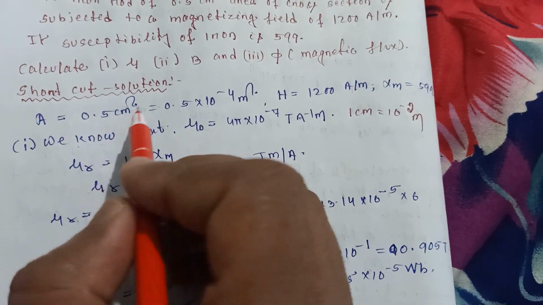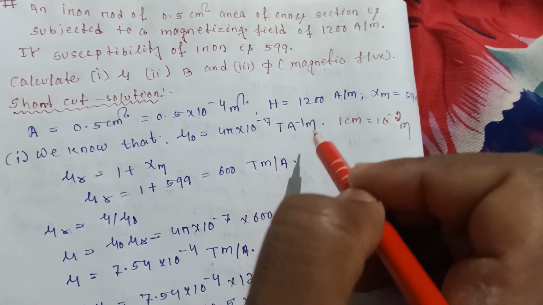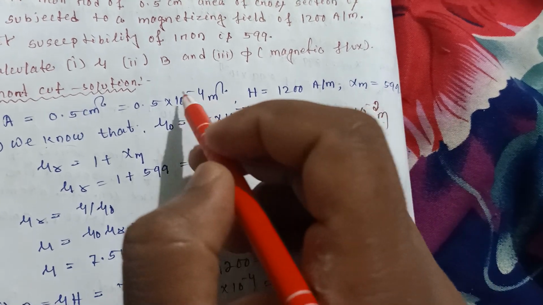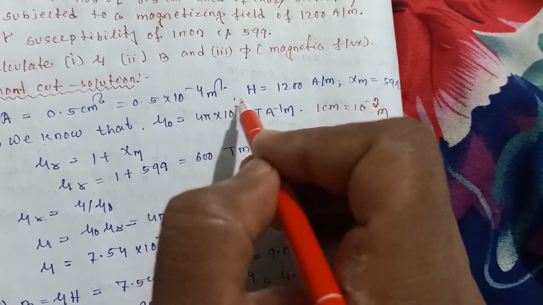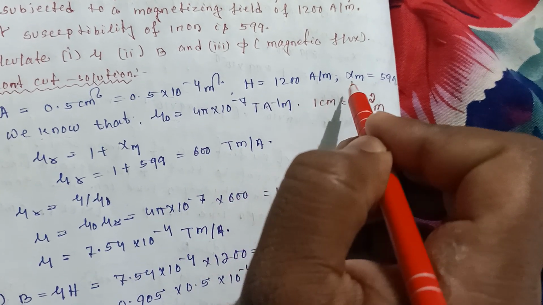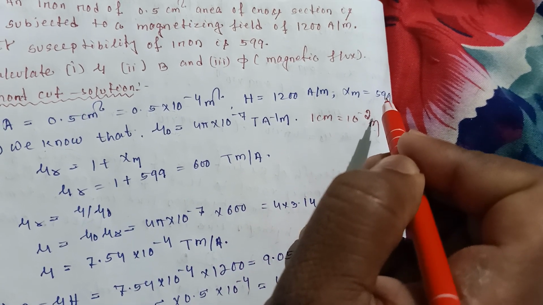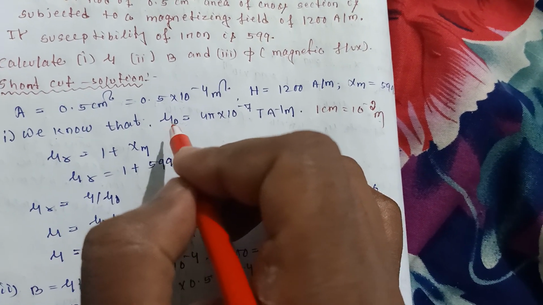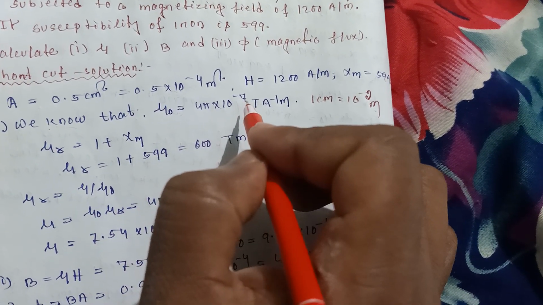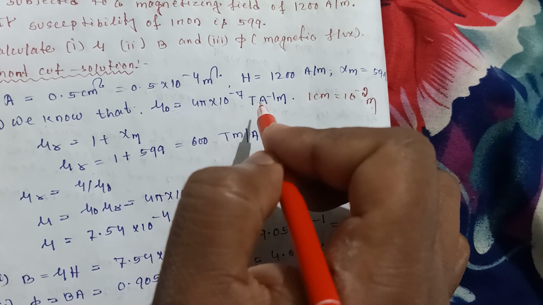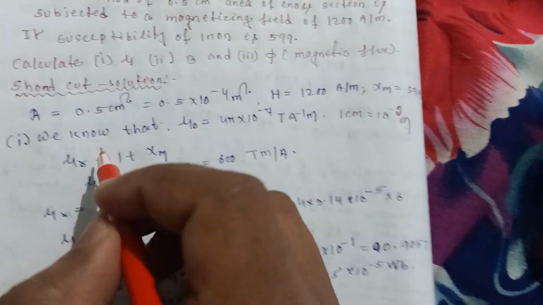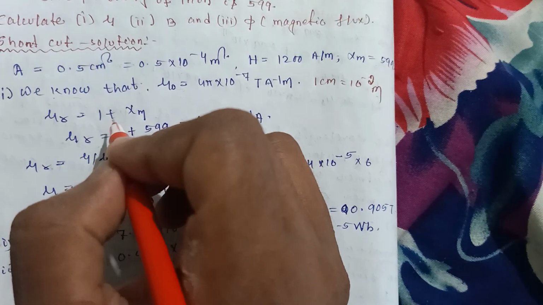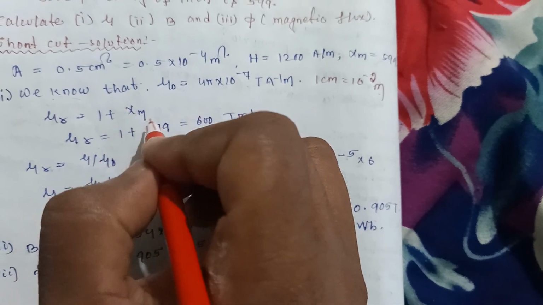Okay, so the area is 0.5 centimeter square, and 1 centimeter is equal to 10 to the minus 2 meter. So that's why it is 0.5 times 10 to the minus 4 meter square. H is equal to 1200 ampere per meter. Chi m is the magnetic susceptibility. We know that mu naught is equal to 4 pi times 10 to the minus 7 Tesla meter per ampere. The relative permeability is equal to 1 plus the magnetic susceptibility chi m.